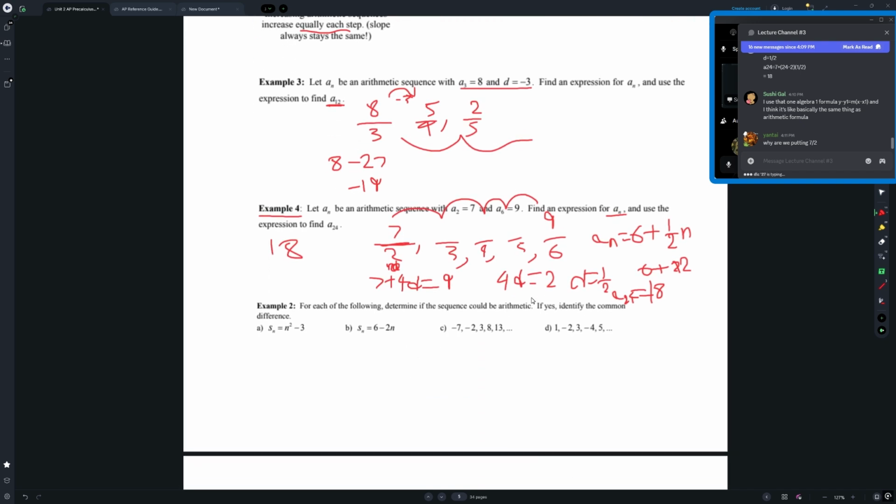Alright, so now just determine if the sequence is arithmetic. I'll give 30 seconds for all 4. And then if yes, identify the common difference.